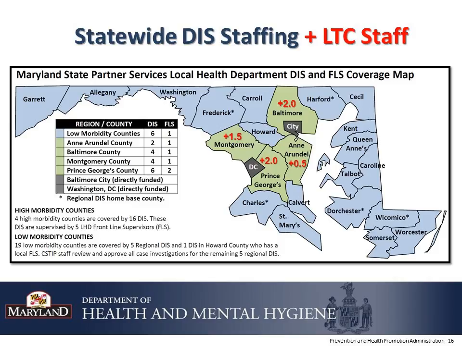So you'll see that the green counties are our high morbidity counties, and they basically are those counties that surround Baltimore City and Washington, D.C. And the blue counties are our lower morbidity counties, and you can see that only our higher morbidity counties have specialized linkage to care staff.